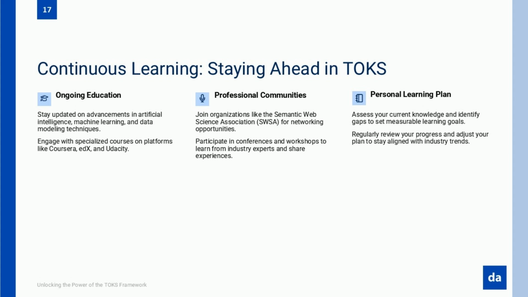The interdisciplinary nature of TOKS means that cross-disciplinary knowledge can significantly enhance your expertise. Understanding related fields such as data science, information architecture, and cognitive computing can provide valuable insights and spark innovative ideas. For instance, knowledge of cognitive science can inform the design of more intuitive and user-friendly ontologies. Similarly, familiarity with graph theory can lead to more efficient knowledge graph algorithms.